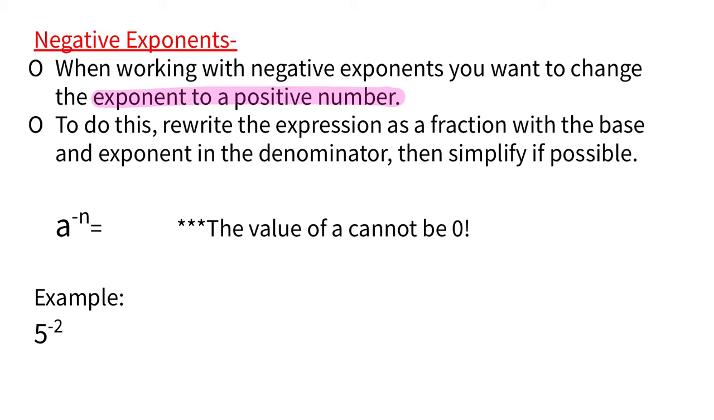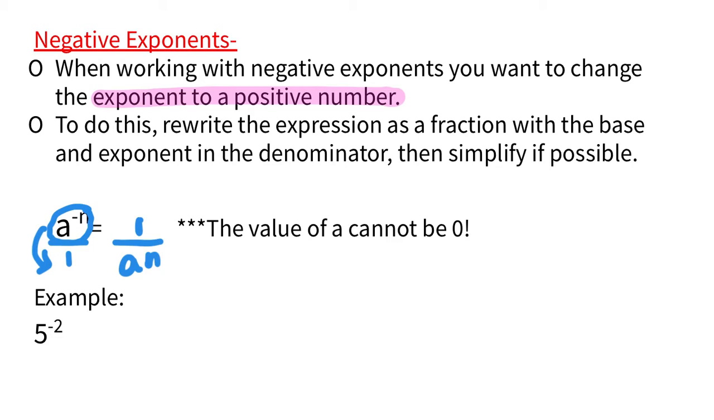So to do this, you're going to rewrite it as a fraction with the base and exponent in the denominator, and then simplify if possible. And just note that the value of a can't be 0. So essentially, what I would do with this first one is, if I think of this as a to the -n over 1, since I have a to the -n, I'm going to bring this to the bottom. So it'll become over a to the n with nothing left on the top, so I just have a 1.